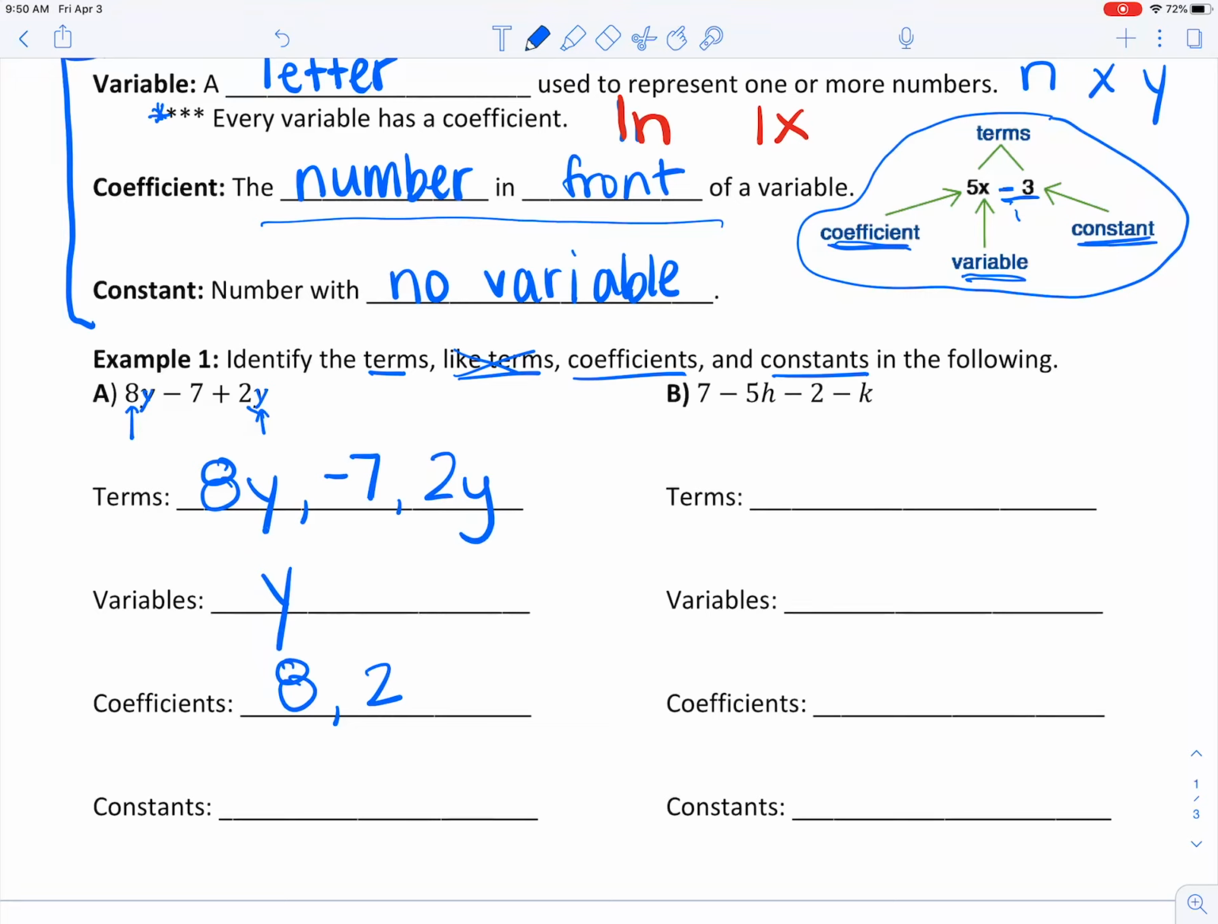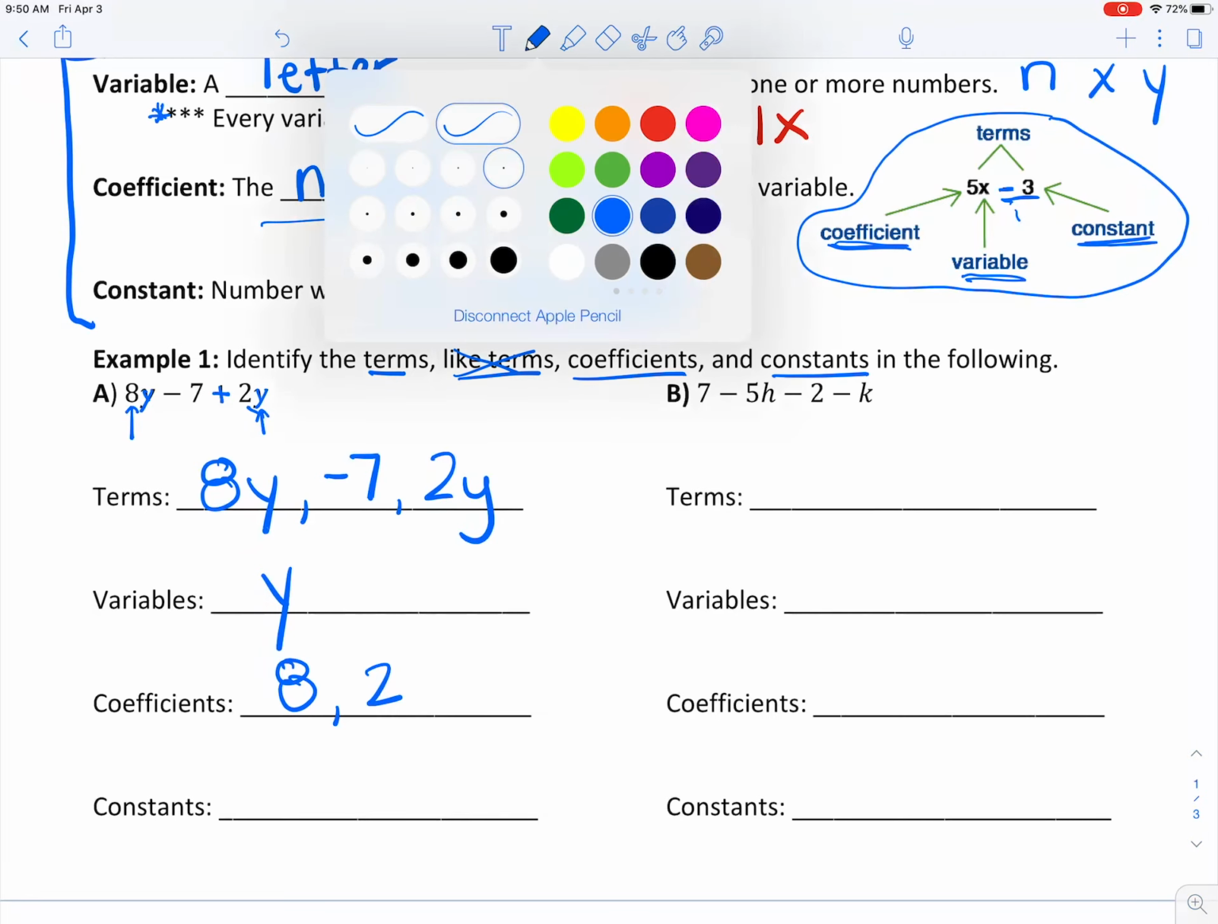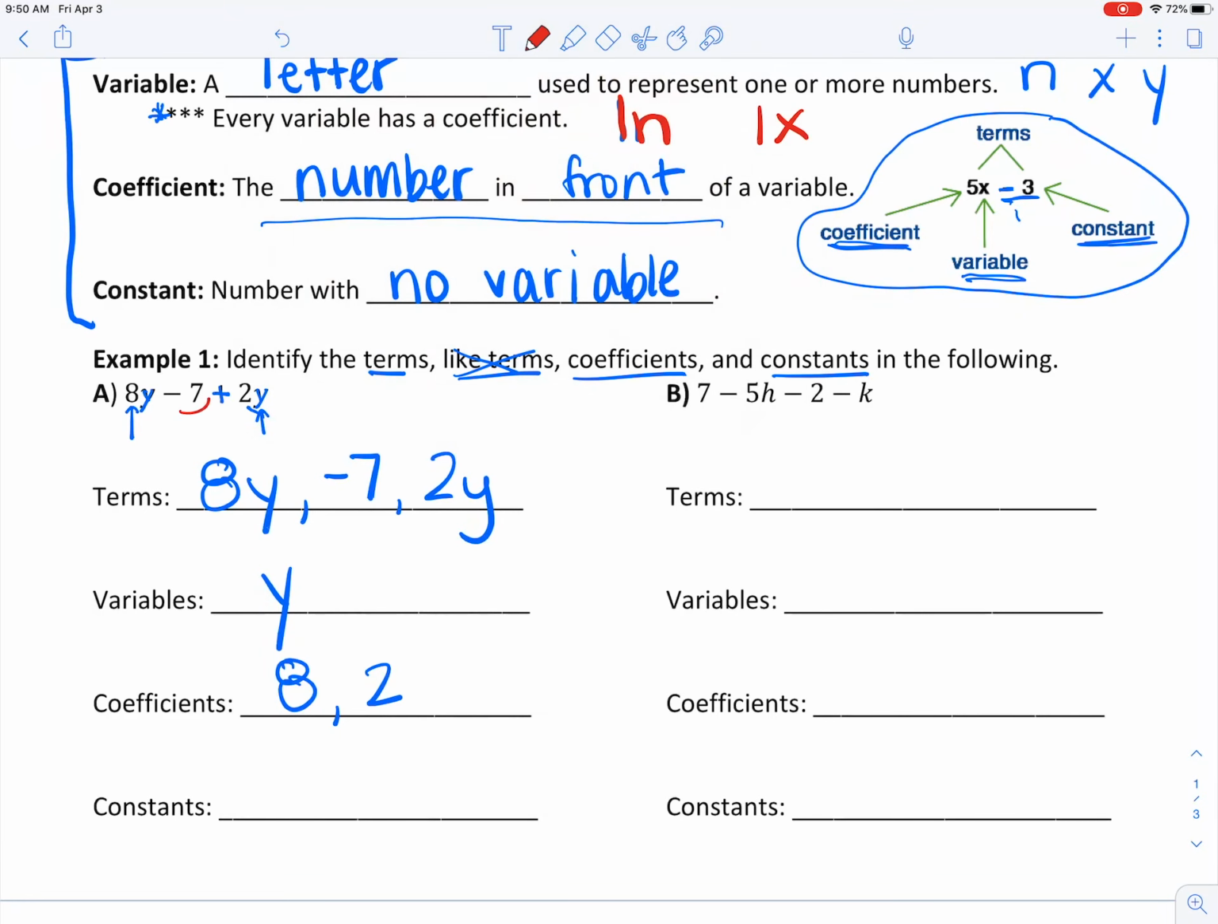And I do want to pay attention, this 2 was a positive 2, so that's why I just wrote down a positive 2. If that was a minus sign, then I would have put a -2, which we'll get to shortly. All right, and constants. So those are the numbers with no variable. So that's a -7.